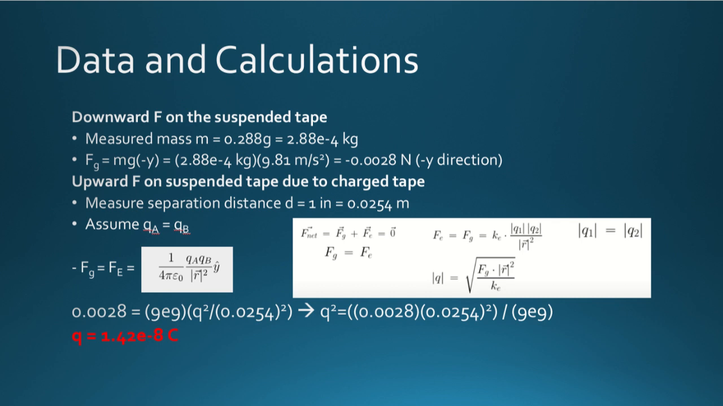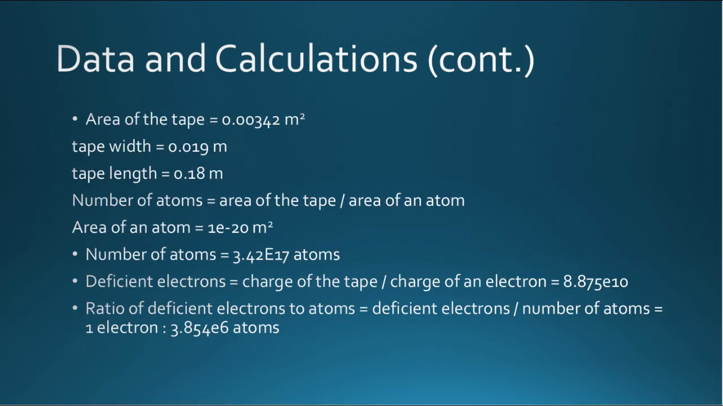In order to find the number of deficient electrons and the ratio of deficient electrons to the number of atoms in the tape, we found the area of the tape, and we looked up the area of an atom, which is 1 times 10 to the negative 20 meters squared, and then dividing the area of tape by the area of atom, we were able to find the number of atoms. Then by finding the charge of an electron, we divided the charge of the tape to find the number of electrons, which is 8.875 times 10 to the 10 electrons, and we were able to find the ratio shown below.